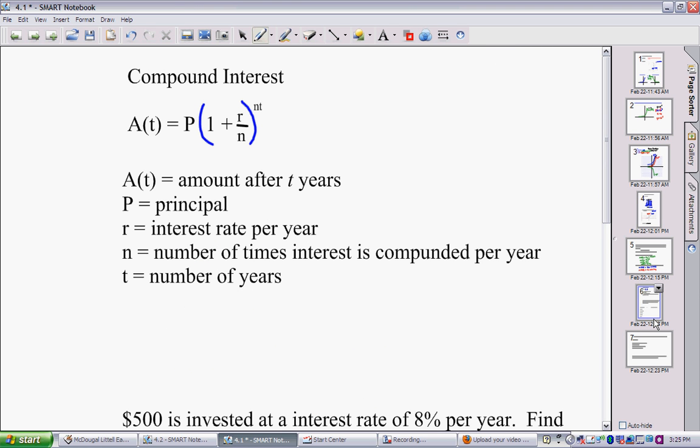Compound interest is also represented using an exponential function. It takes on the formula A of t equals P times the quantity 1 plus r over n to the nt. A of t is the amount of money after t years. P is the principal, that's the amount of money initially invested. r is the interest rate per year. n is the number of times the interest is compounded per year. t is the number of years.